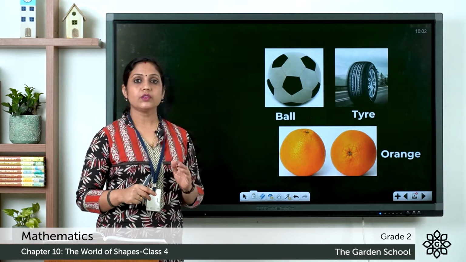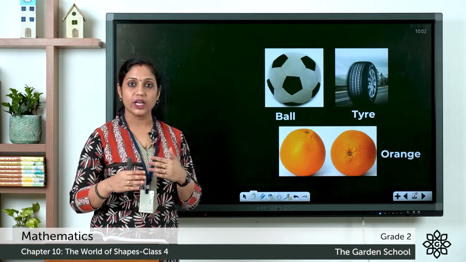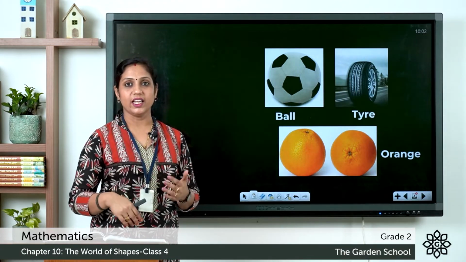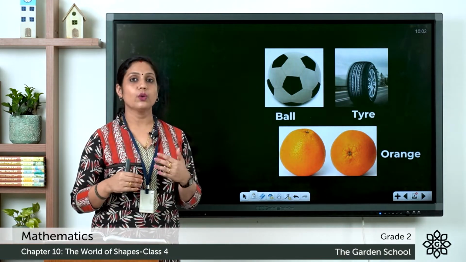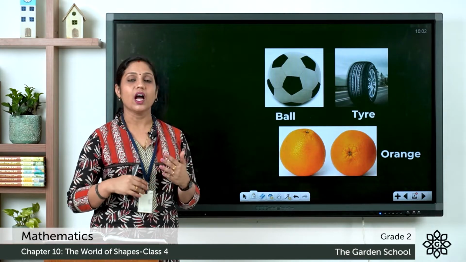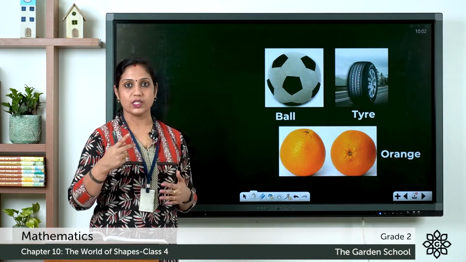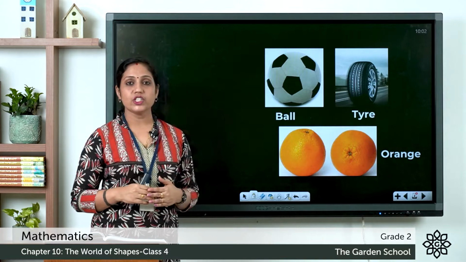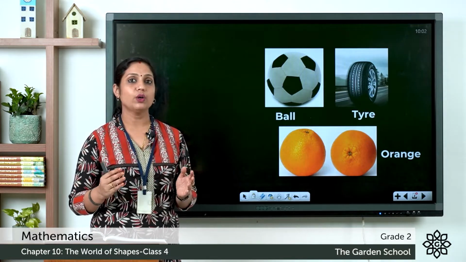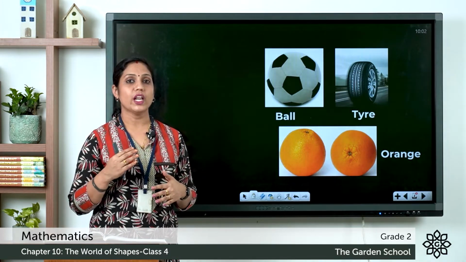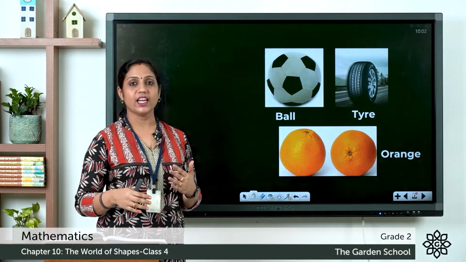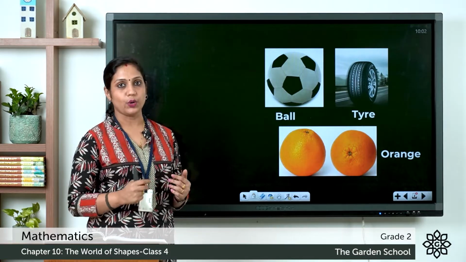It turns again and again. Even a tire. When you push a tire, you can see that it turns again and again. You can see when a car is going, how does the tire move? It rolls. Now take an orange. When you push an orange, how does that go? It rolls. So when an object keeps on turning again and again, we say that it is rolling.